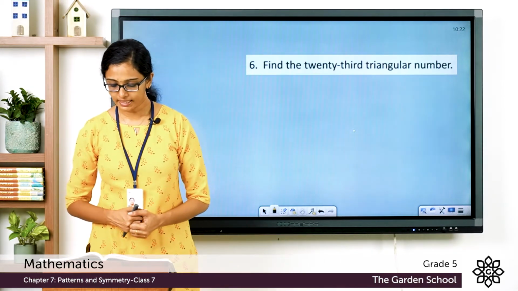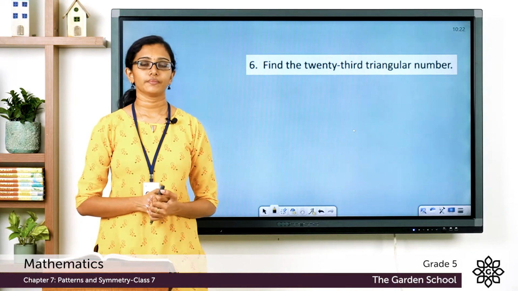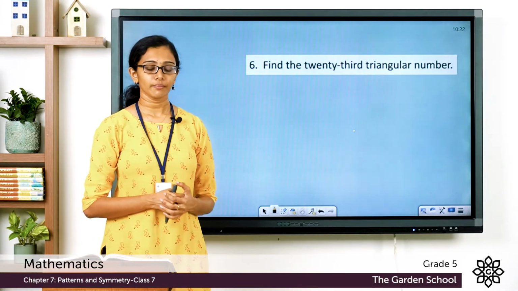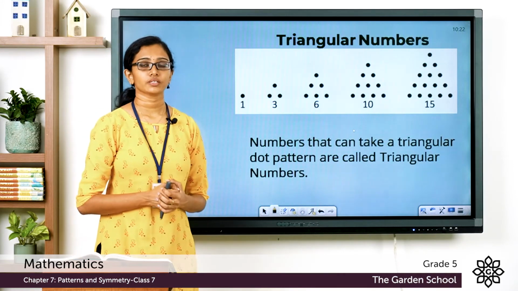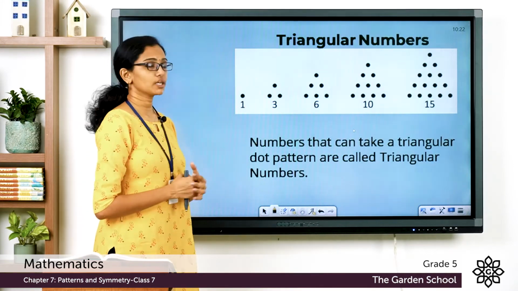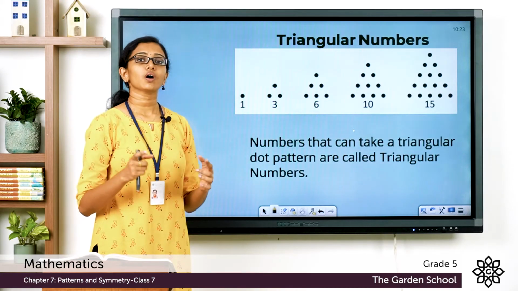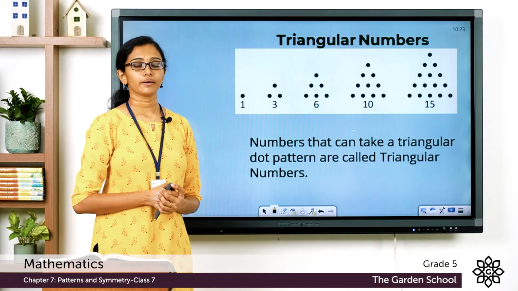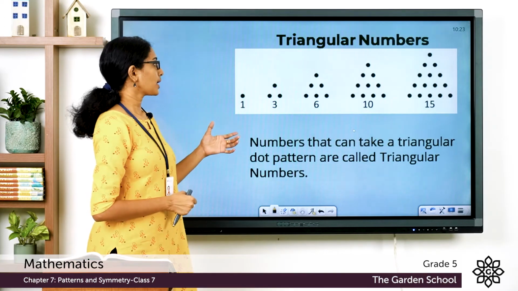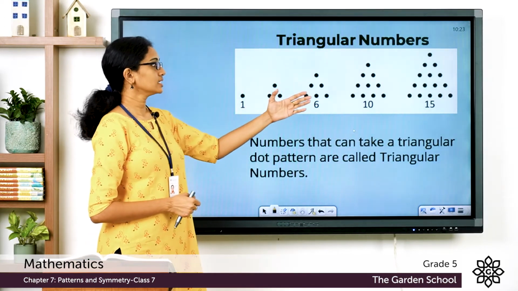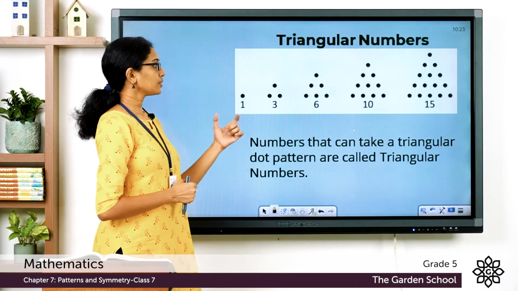Find the 23rd triangular number. What do you mean by a triangular number? See, when a number can be represented with dots, and the dots can be arranged in the form of a triangle, we call that number a triangular number. And here you can see a few triangular numbers. 1, 3, 6, 10, 15, and it will go on like that.